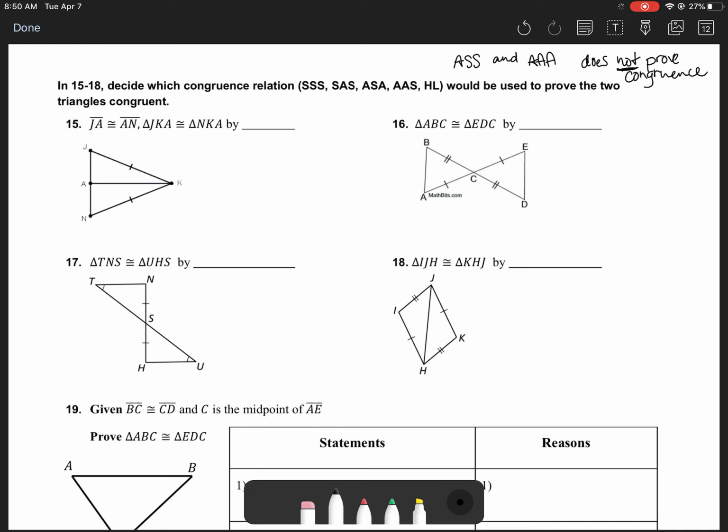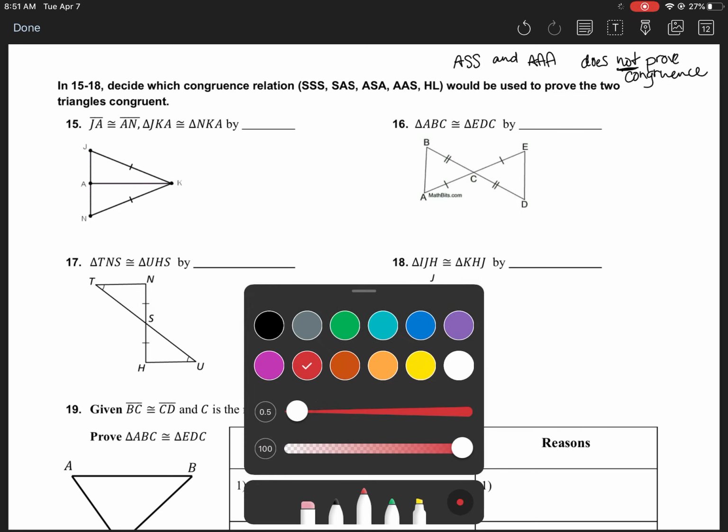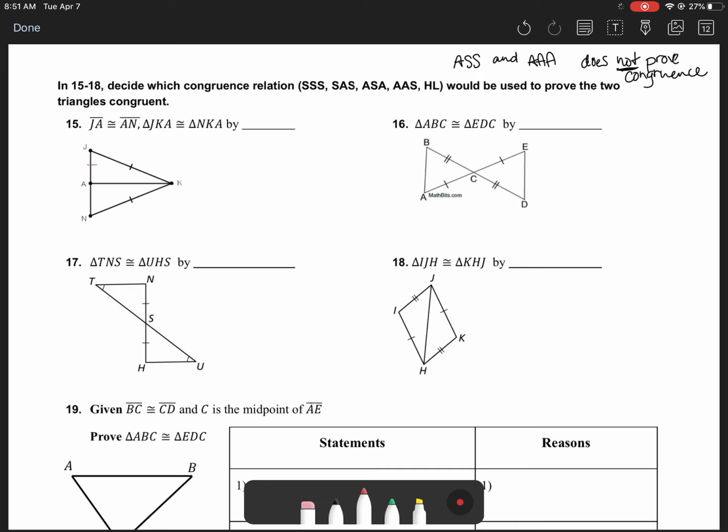So in number 15, it gives us JA and AN. I'm going to mark those. I'm going to make sure that this is a smaller fine point. JA and AN, that's a statement. And then it gives us that the triangles are congruent. We want to know how. I should mark two lines there because they're a different set of markings.